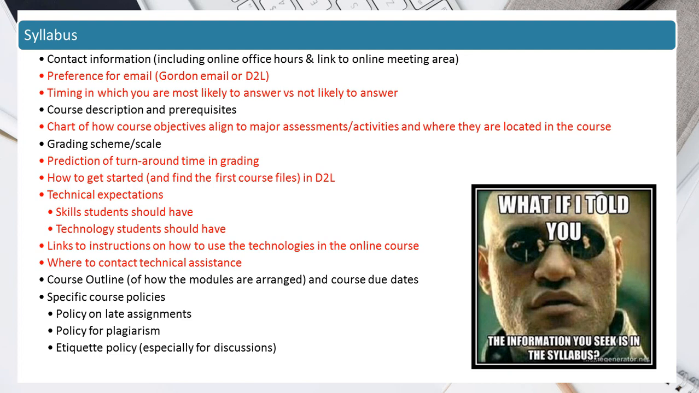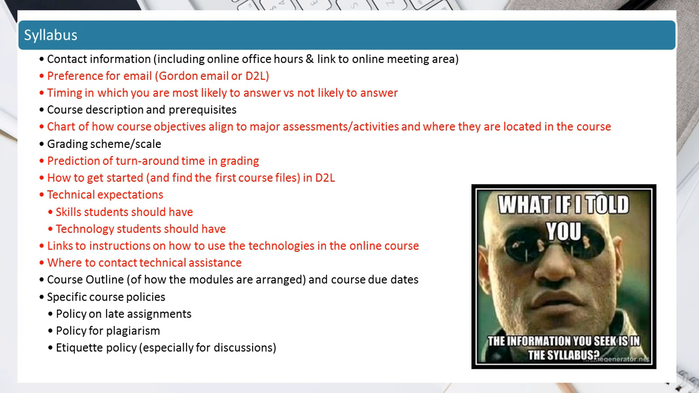These are just suggestions. So of course you'll have your contact information. You of course are probably going to have online office hours if you're teaching an online course. So you want to make sure to link that meeting area, be it Blackboard Collaborate Ultra, Zoom, Skype, whatever that's going to be. Make sure that you put the link in the syllabus for the students to get to. It's a good idea to set your preference for your email. So remember, we have the Gordon email and the D2L email, and you want to pick one or the other and go with that. You don't want to intermix them.